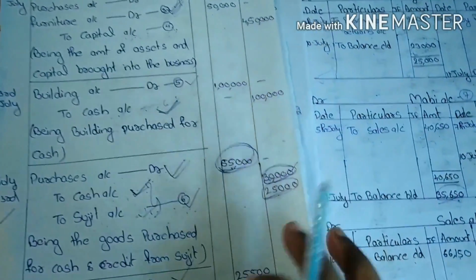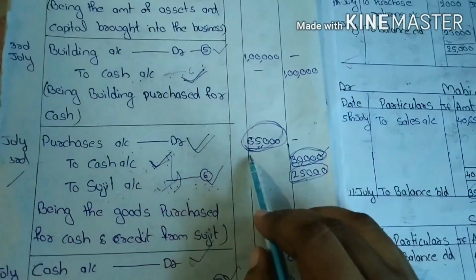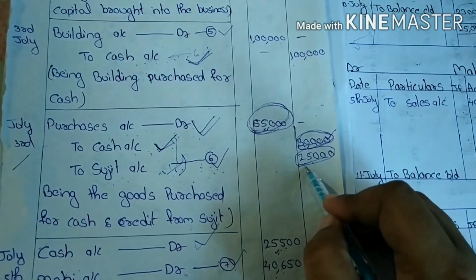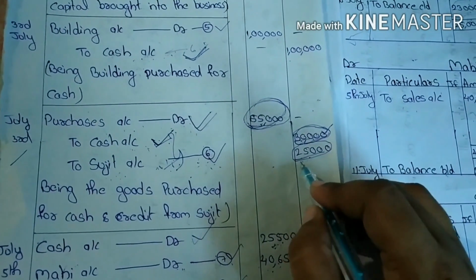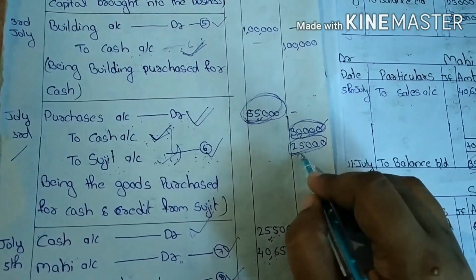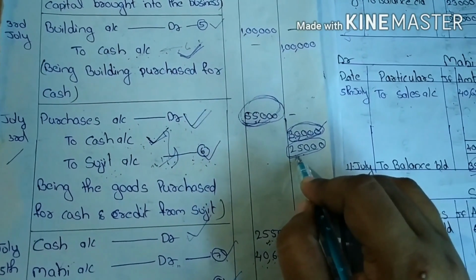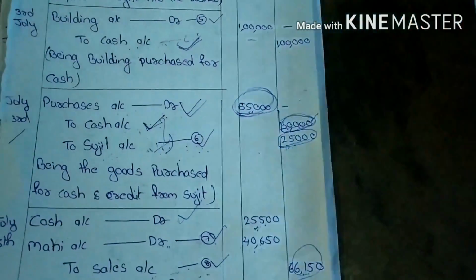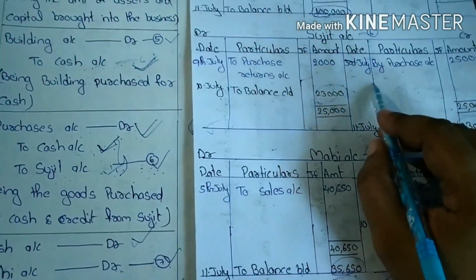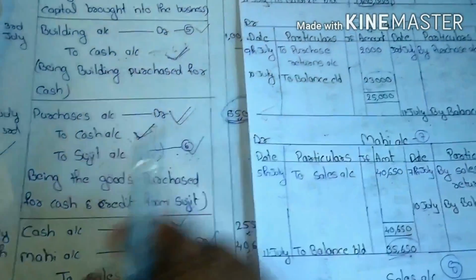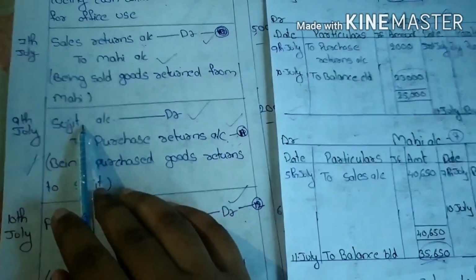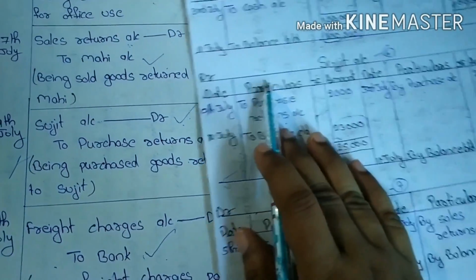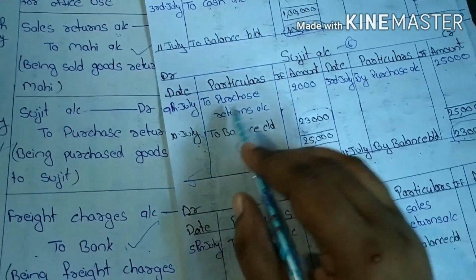Let's open the Sujit account in the ledger. Okay. See, total purchases are 55,000, and of this 30,000 belongs to cash and 25,000 belongs to Sujit. So only these 25,000 should be posted in the Sujit account, because this 25,000 belongs to Sujit. So here the Sujit account should be on the credit side. On the credit side, you have to post by purchases 25,000. And next, on 9th July, the Sujit account should be debited to purchase returns account. So on the debit side, to purchase returns 2,000.